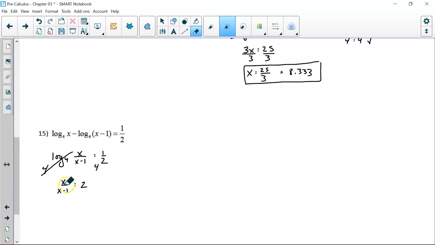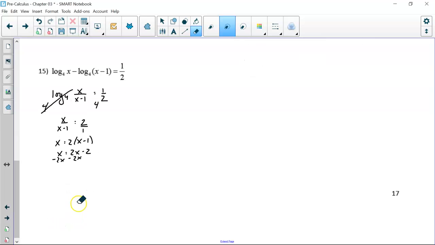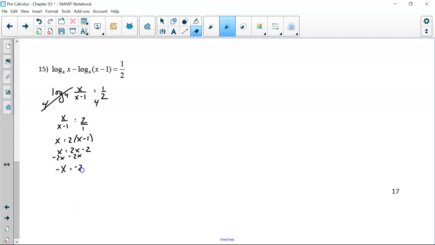Now, a little tricky to solve this. So what we can do is put the 2 over 1, and now it's in a more familiar form. Now we see that proportion. So to solve, we cross multiply. X equals 2 times the quantity x minus 1. So x equals 2x minus 2. Subtract 2x from both sides. Negative x equals negative 2. Divide both sides by negative 1.